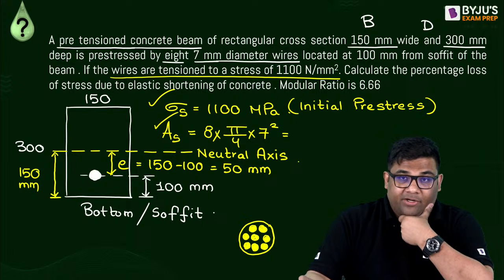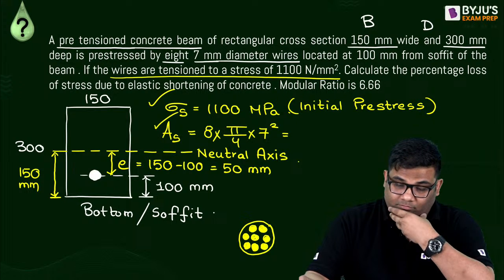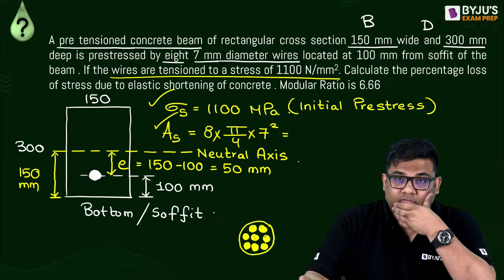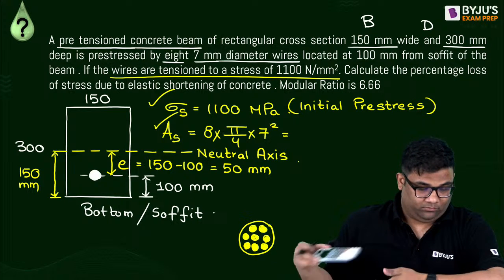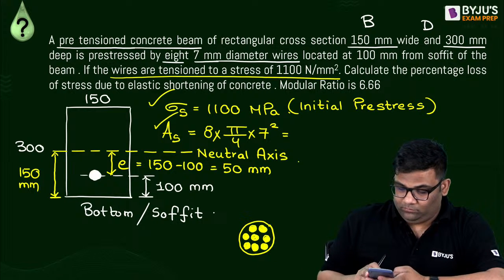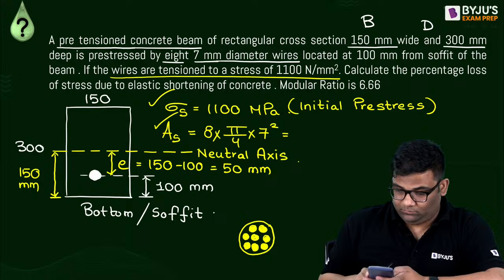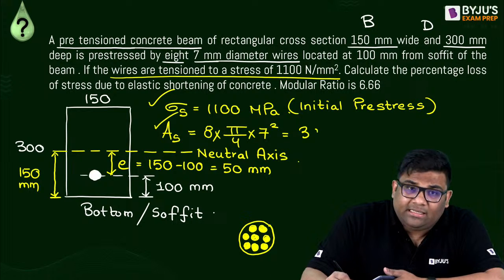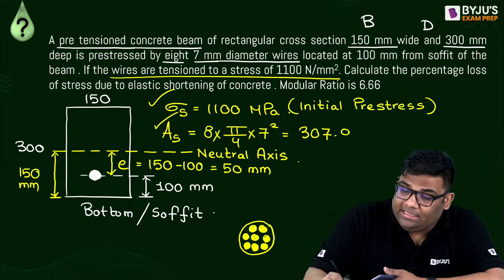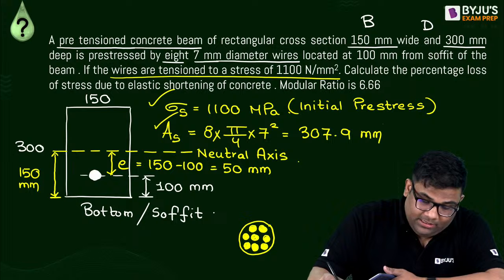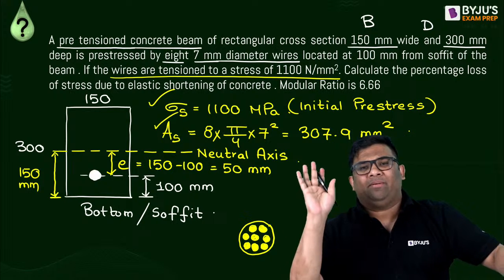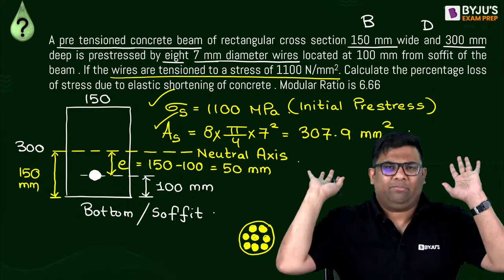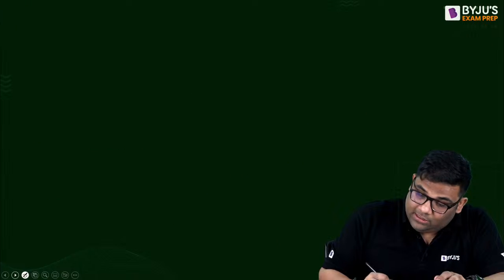307.87. Others also please contribute. Yes, 307.8 around I am getting. So let us take it 307.9 suppose. We can do rounding up. 307.9 mm square. Nice. मजा आ गया. Very good. Let us go to the next thing.